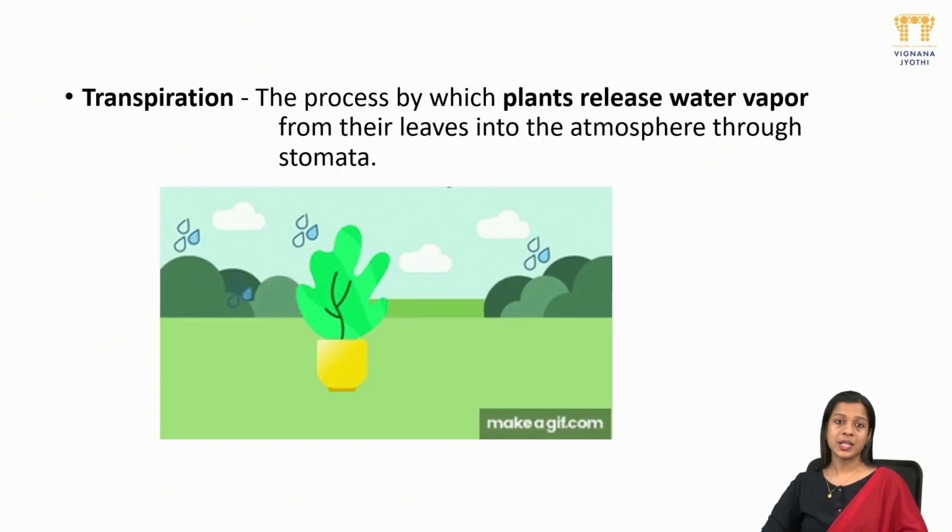Next is transpiration. Transpiration is the process through which plants release water vapor into the atmosphere through tiny pores called stomata. Plants absorb water through their roots, transport it through stems and release part of it through leaves. This process helps regulate plant temperature and contributes moisture to the atmosphere.